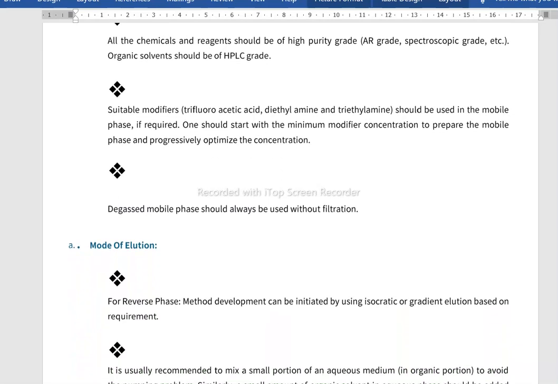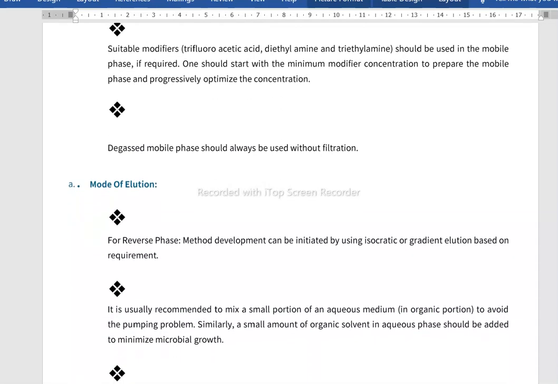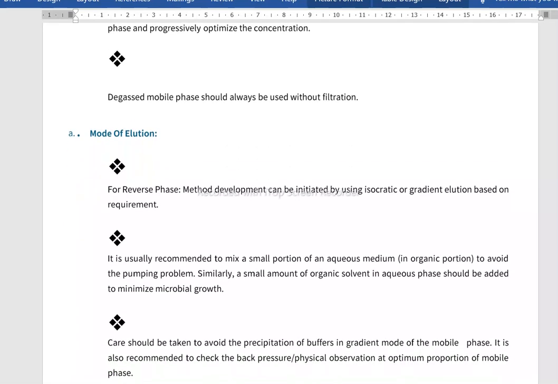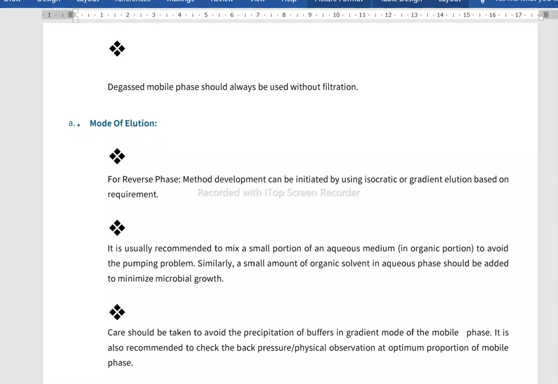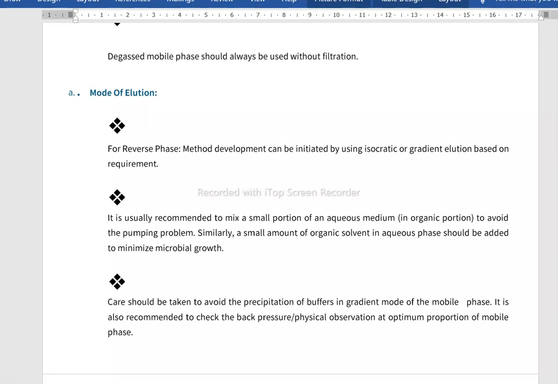So, how do you select the mode of elution? For reverse phase, method development can be initiated by using isocratic or gradient elution based on the requirement. It is usually recommended to mix a small portion of an aqueous medium in the organic portion to avoid pumping problems. Similarly, a small amount of organic solvent in the aqueous phase should be added to minimize microbial growth. Care should be taken to avoid the precipitation of a buffer in gradient mode of the mobile phase.